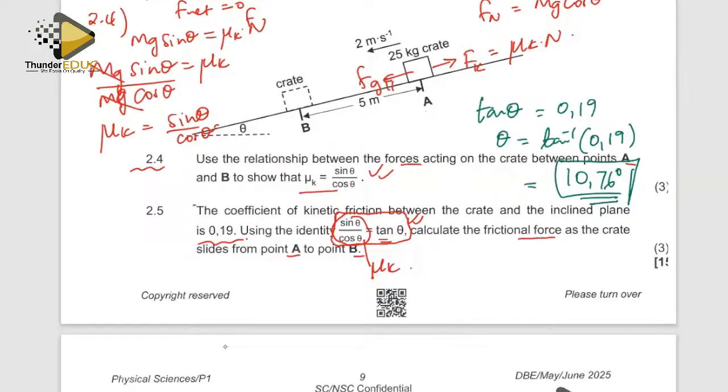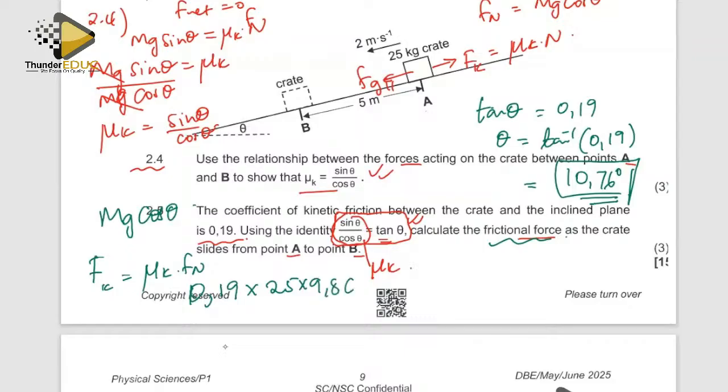Now the question wants the frictional force. Then we shall go down and say that our frictional force, Fk, is given as mu k multiplied by the Fn. That's going to be mu k, which is 0.19, multiplied by mg cos theta. I'm using this, but there is also another way to do that. The mass is 25, and then the 9.8, then we're saying the cos of 10.76. When we punch this, I'm getting 45.73 newtons.